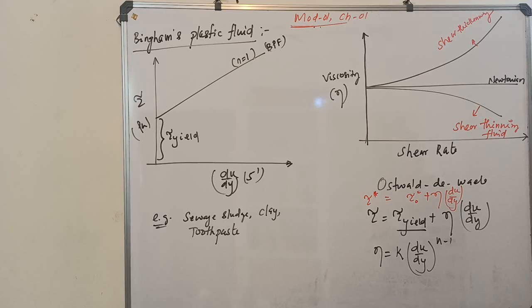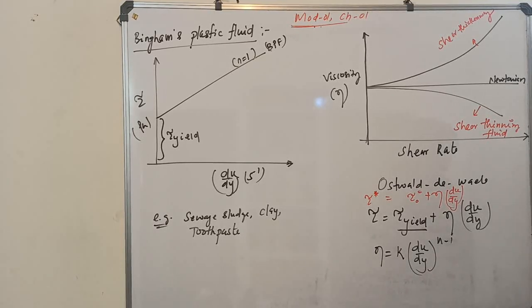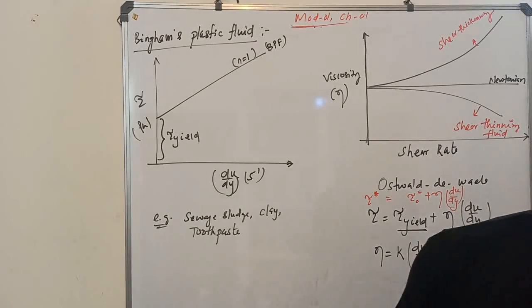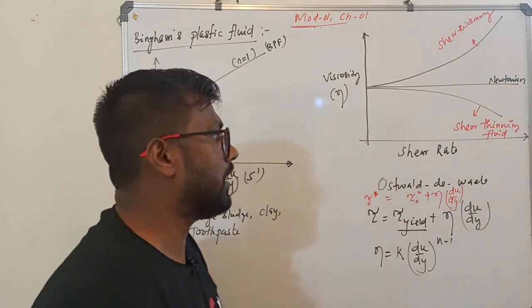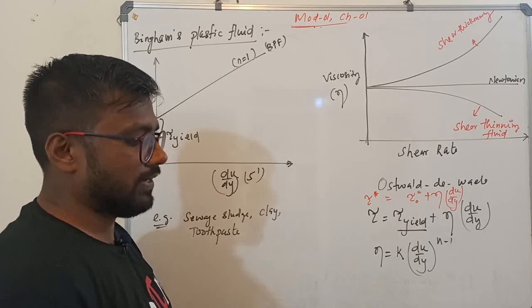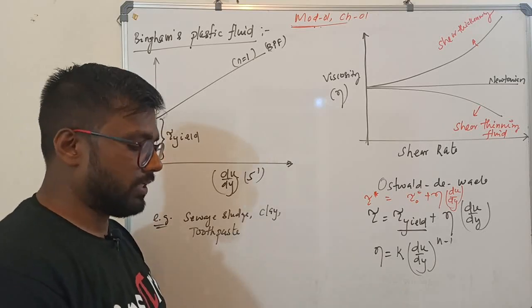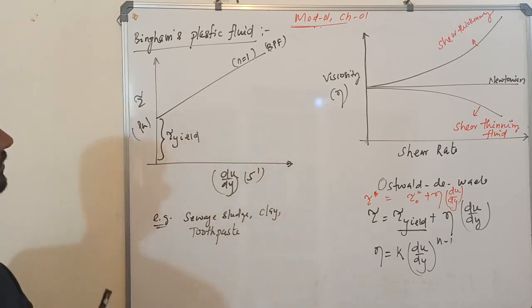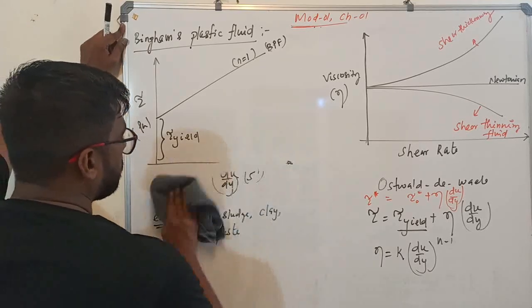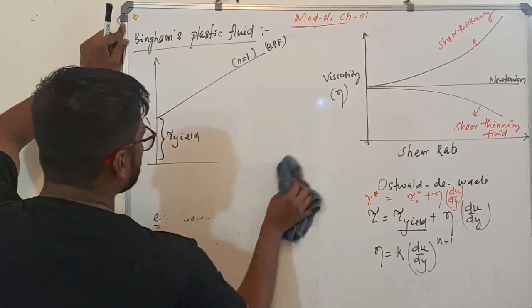So whatever we have studied till now, okay, Bingham's plastic fluid, or your dilatant fluid, or your pseudoplastic fluid, they are independent of time. Time doesn't have any role to play. Either you apply the force and they increase the viscosity, or you apply the force and they decrease the viscosity. Okay, so now there is one more type of fluid known as your thixotropic fluid.